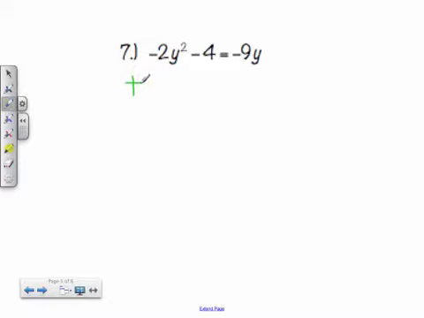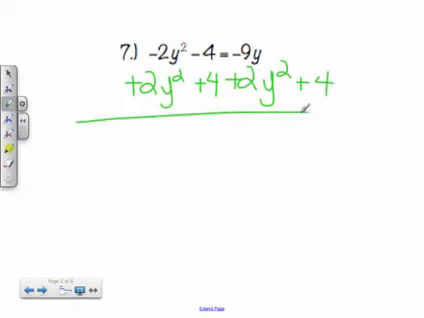So I'm going to add 2y squared to both sides. Don't forget to write that it's on both sides. And I'm also going to add 4. So these cancel, I have a 0 left over on the left side. Do not forget your 0, very important. And then I have all 3 of these terms right here.